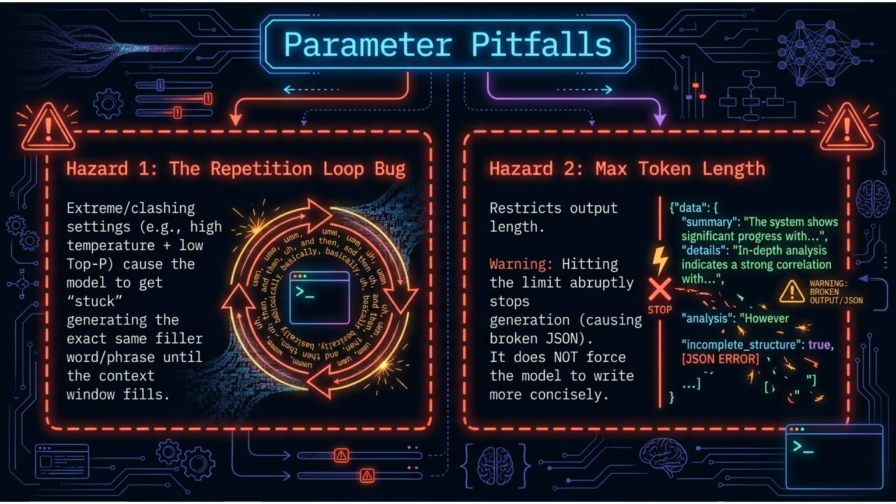Be aware of parameter pitfalls. Hazard 1, the repetition loop bug, occurs when extreme settings cause the model to get stuck, generating the same filler word or phrase. Hazard 2, max token length, abruptly stops generation, potentially causing broken JSON.